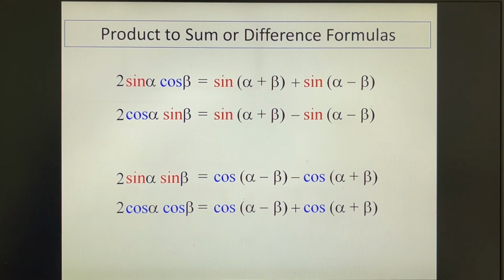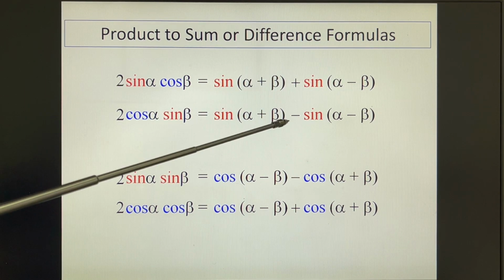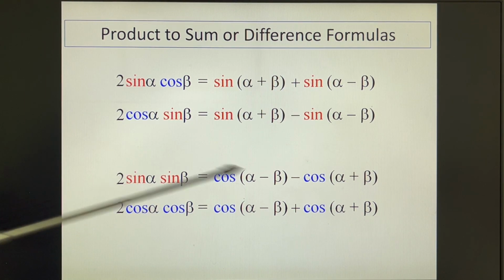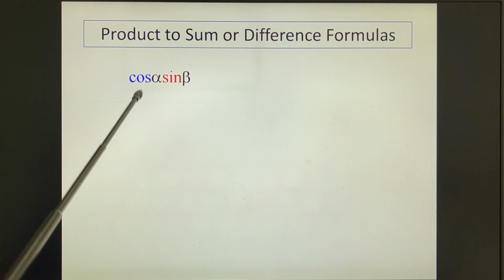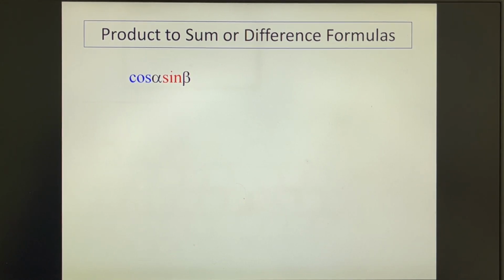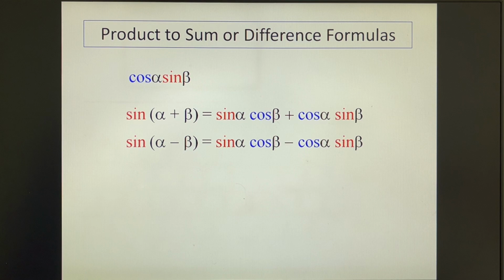Next, product to sum or difference. I'll take 2 examples for you. For example, I want to find cosine alpha sine beta. When we recall, this product with different functions appears in sine of alpha plus beta and sine of alpha minus beta. So I write down these 2 formulas. Okay? And we check cosine alpha sine beta.